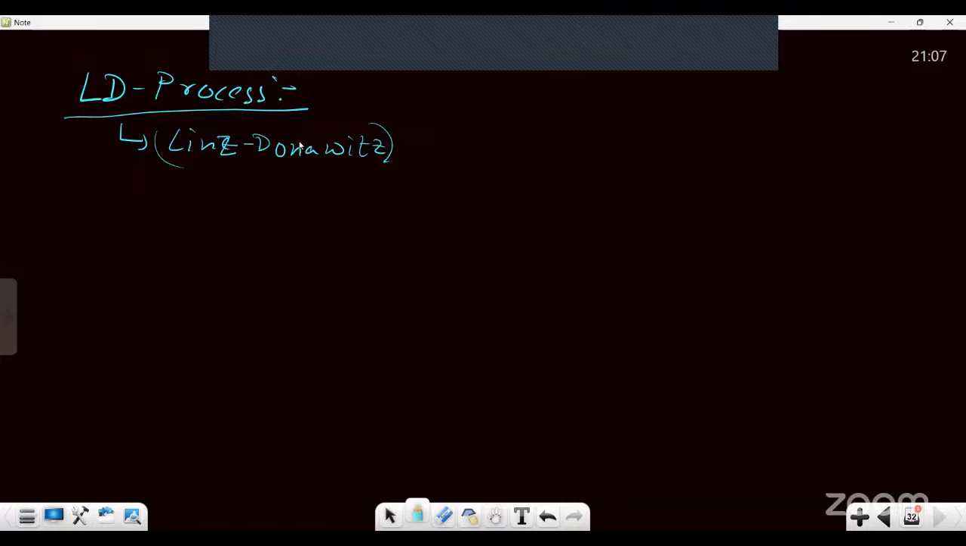So here the LD process is basically the basic oxygen steel making process. You can write this: the LD process is nothing but a basic oxygen steel making process.